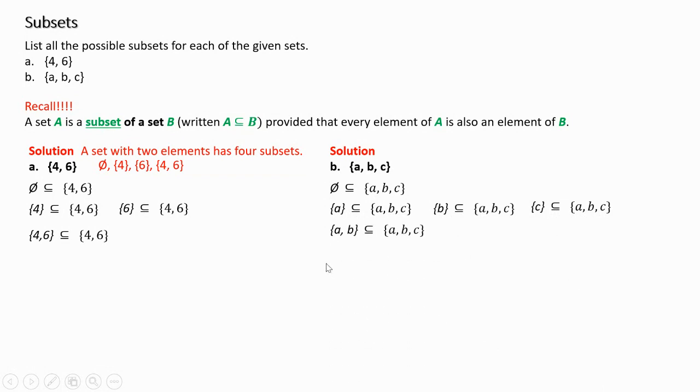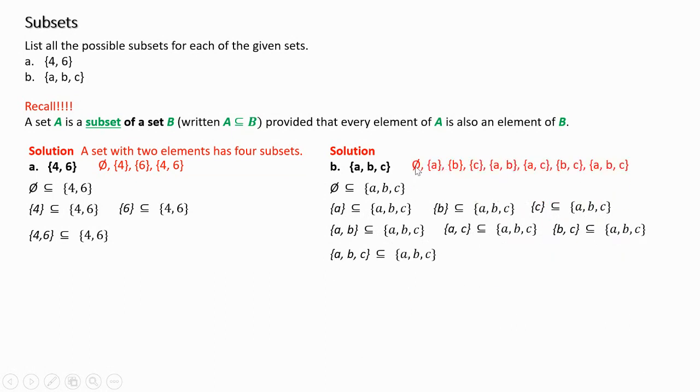Now let's do them in twos. The set {A, B} is a subset of the set {A, B, C}. The set {A, C} is a subset of the set containing the elements A, B, and C. And the set {B, C} is a subset of the set containing the elements A, B, and C. Now let's do them in threes. Every set is a subset of itself. So these are all the subsets. If you notice, we're going to have 8.